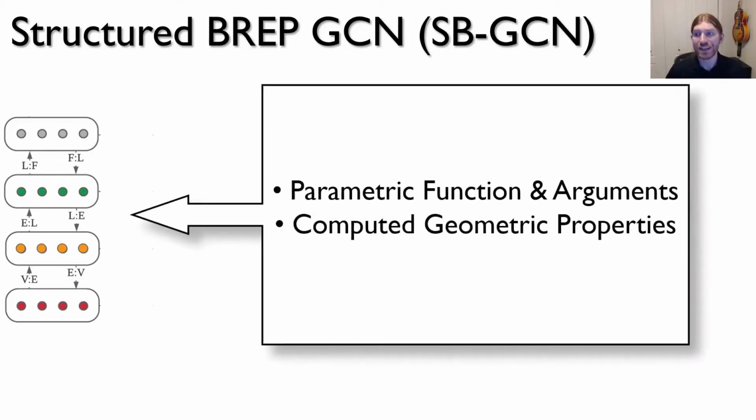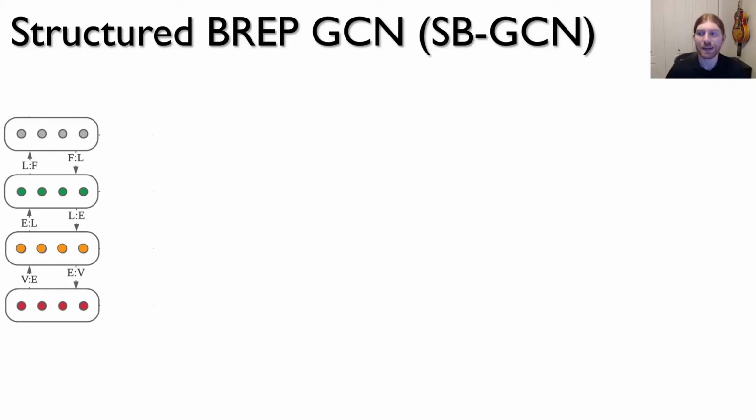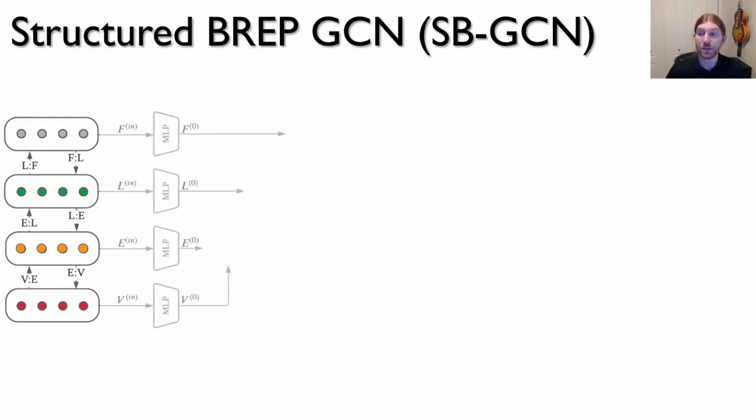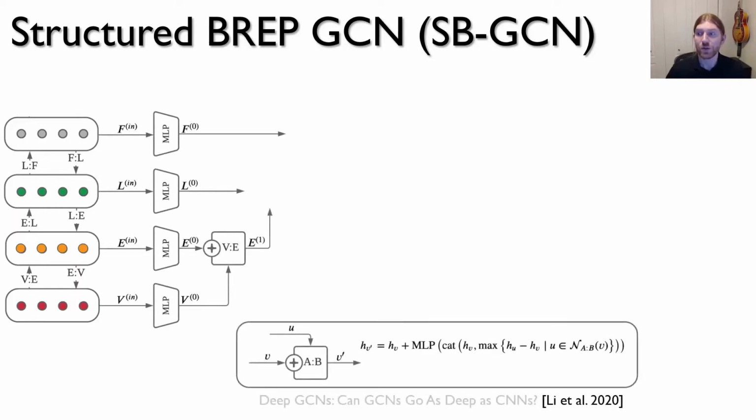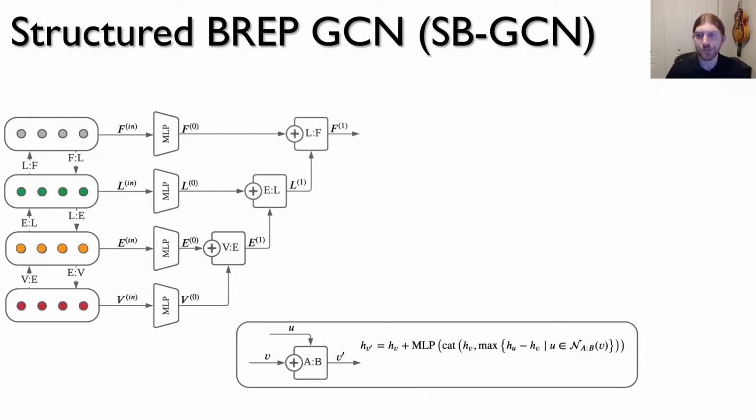As our input, we take the structured graph with node features of the parametric functions and their arguments, along with computed geometric properties like surface area, length, and center of mass. These input features are embedded into a common dimensional space before convolution begins. First, we pass messages from vertices to edges. For this, we use a max relative GCN with residual connections that Lee et al. found to help GCNs deeper than 3 or 4 layers converge. We continue this from edges to loops, and then from loops to faces.